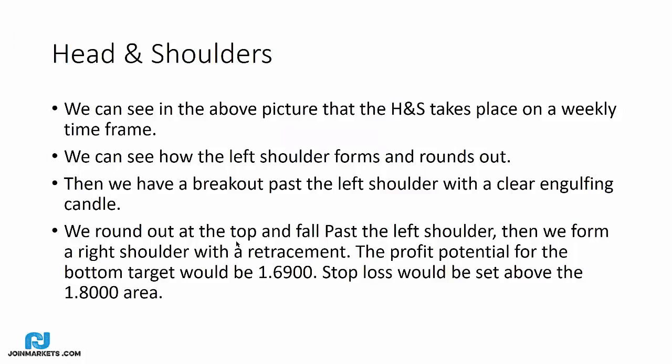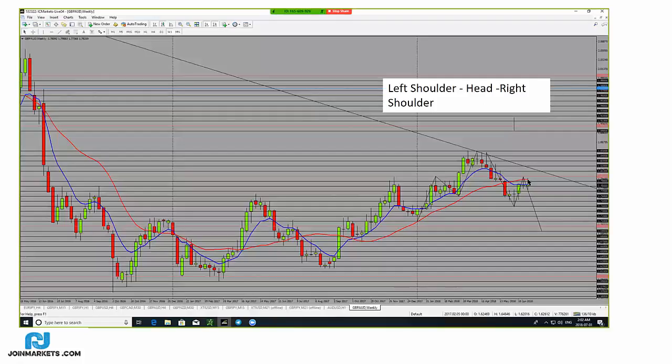The profit potential for the bottom target would be 169. Stop loss would be set above the 180 area. So this is the 180 area right here in the red. Okay, we have two doji patterns. Okay, it'd be safe to put our stop loss above here because this pattern, the right shoulder, is forming. Okay, and the doji patterns are not the strongest signs of any bullish momentum that's going to go up here. Okay, so it's important to place your stop loss in the right level. So as I mentioned in the risk management video, above structure. So a good structure would be above the 180 here.